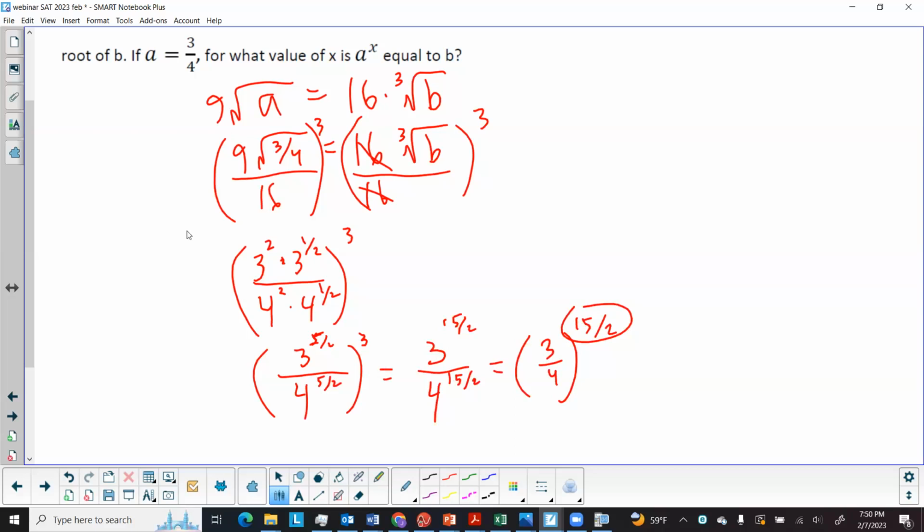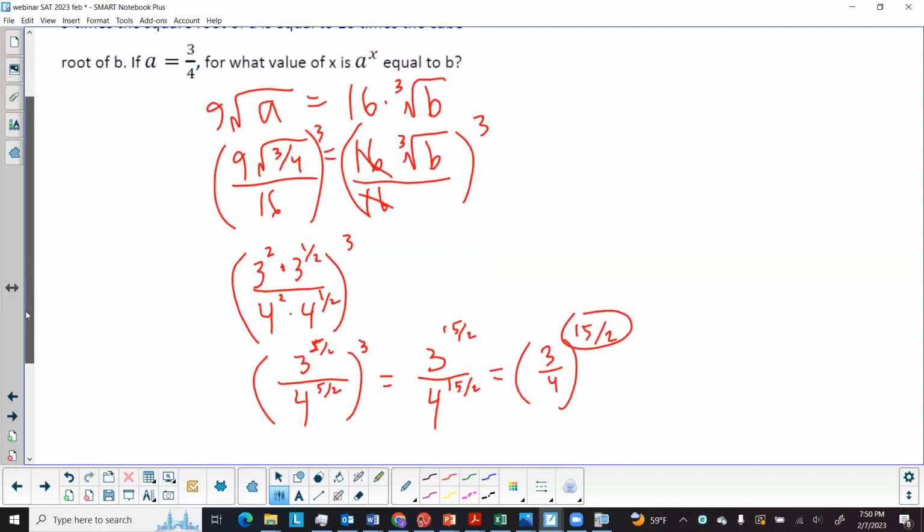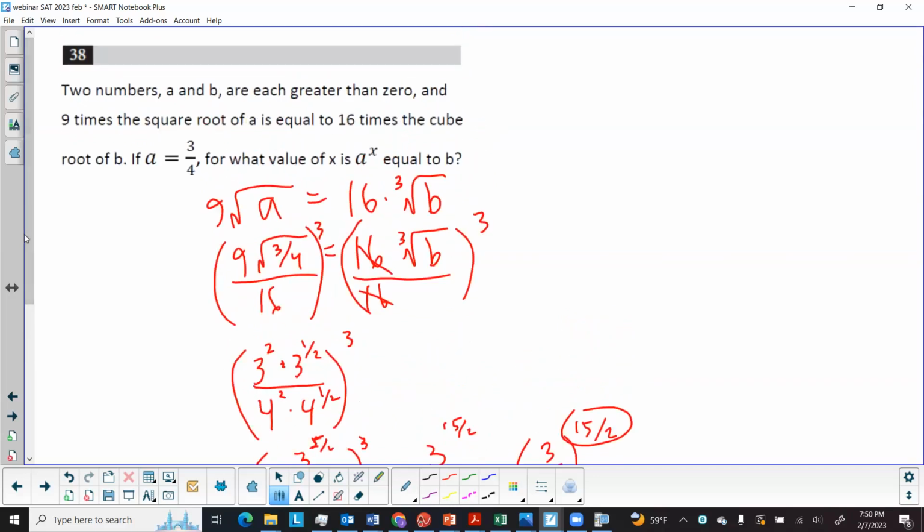But wow, look at the algebra of that. How many students are going to do all of that algebra there? How long did it take to finish that? Yeah. And you went to fractional exponents. I stayed with radicals the whole way. And it ended up, again, I got 3 to the 7.5 over 4 to the 7.5.